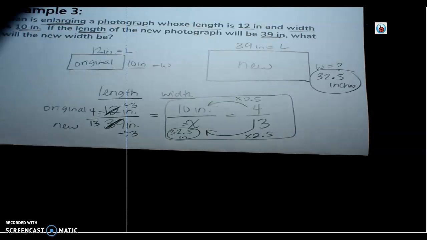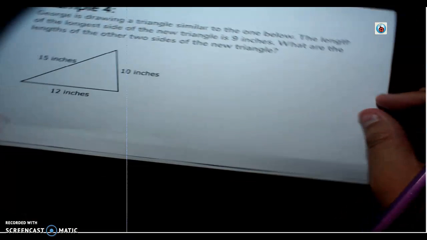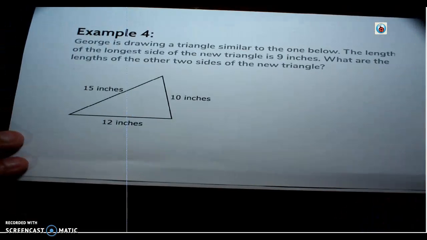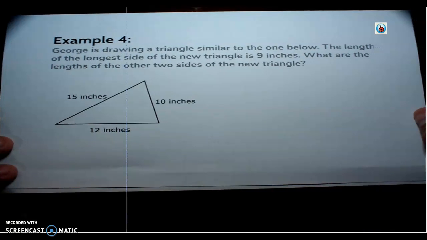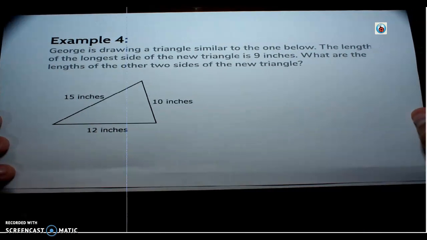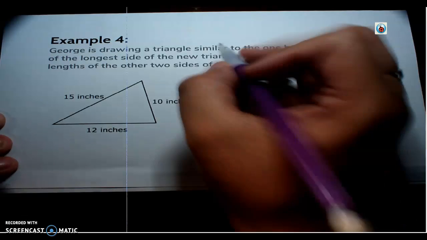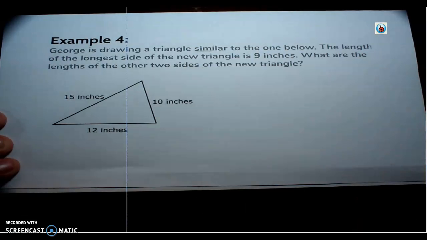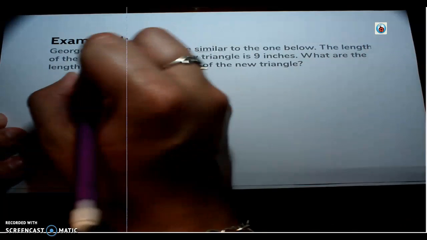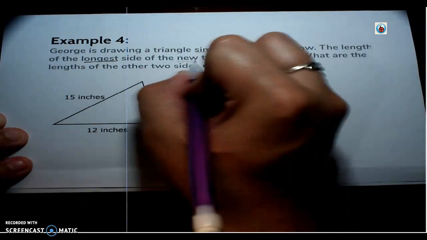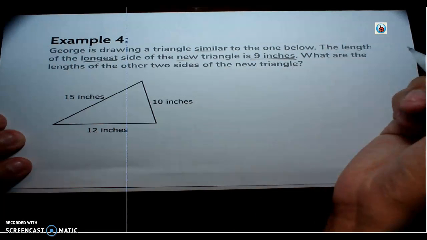So moving on to example number 4. George is drawing a triangle similar to the one below. The length of the longest side of the new triangle is 9 inches. What are the lengths of the other two sides of the new triangle? So he's drawing a triangle similar to the one below, so I know I'm working with similar figures. The length of the longest side of the new triangle is 9 inches. So the longest side for the new one is 9 inches.